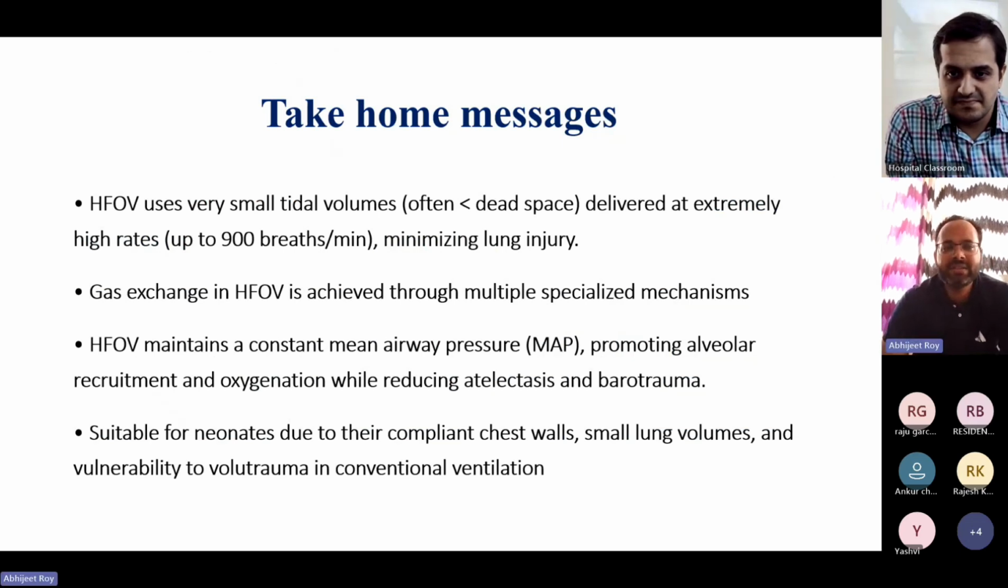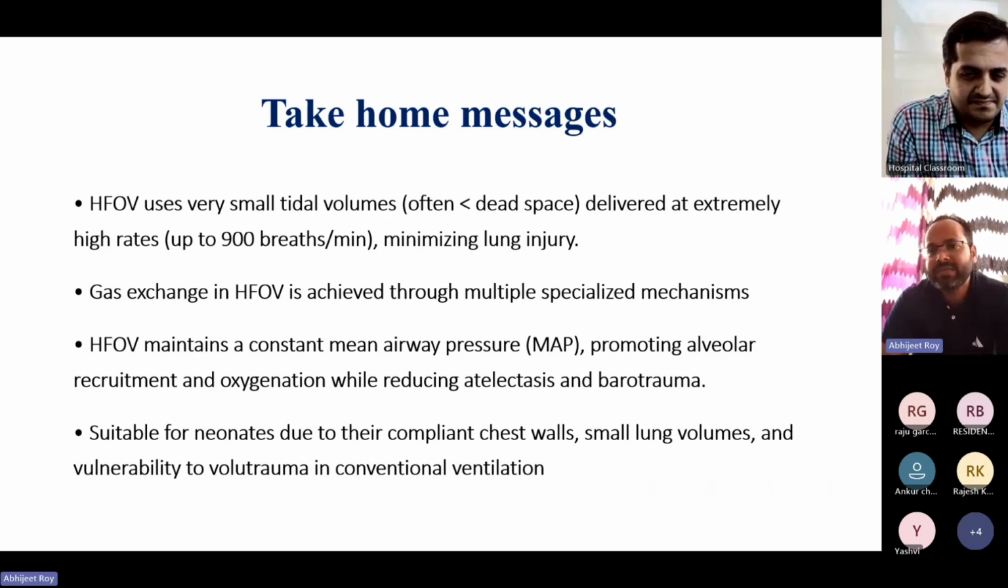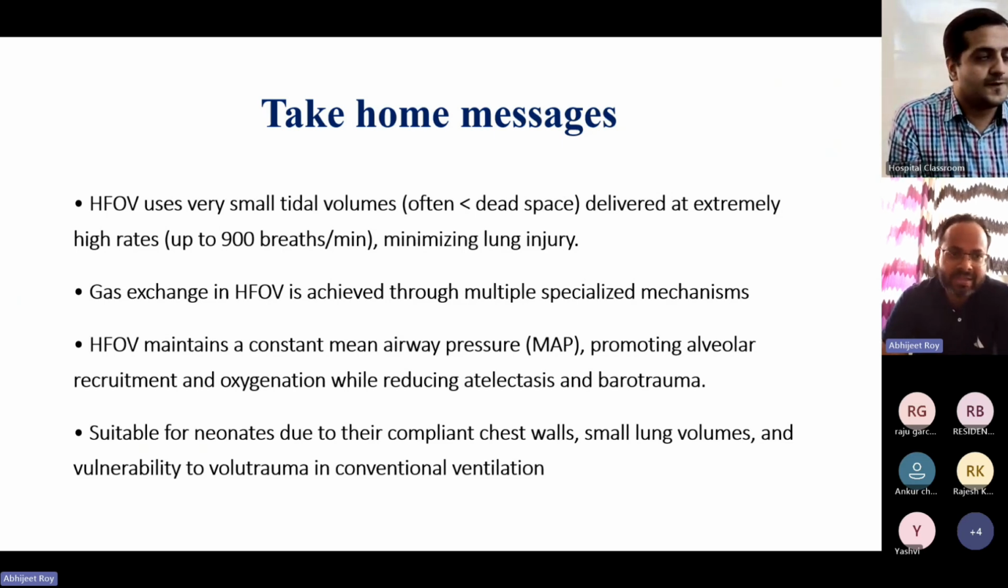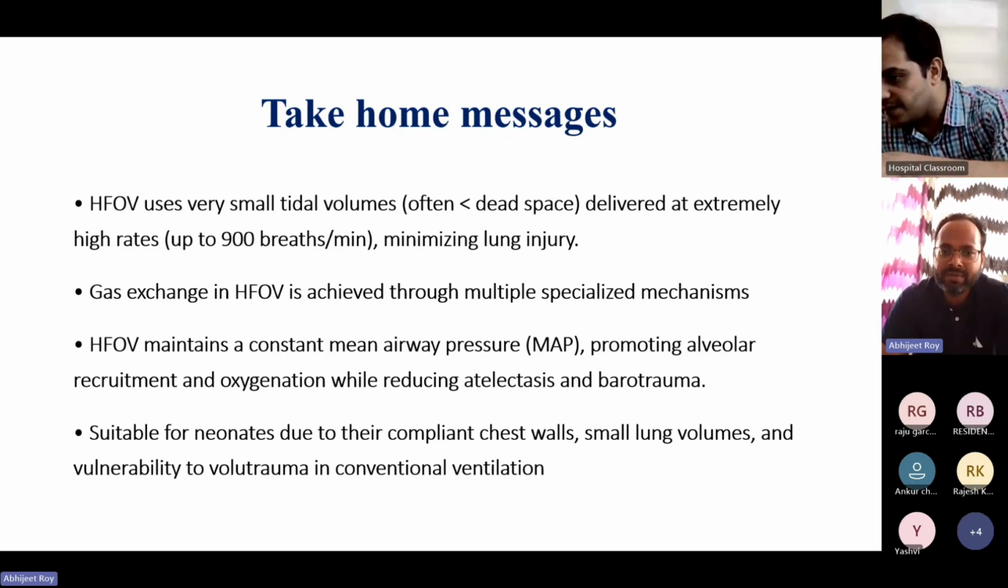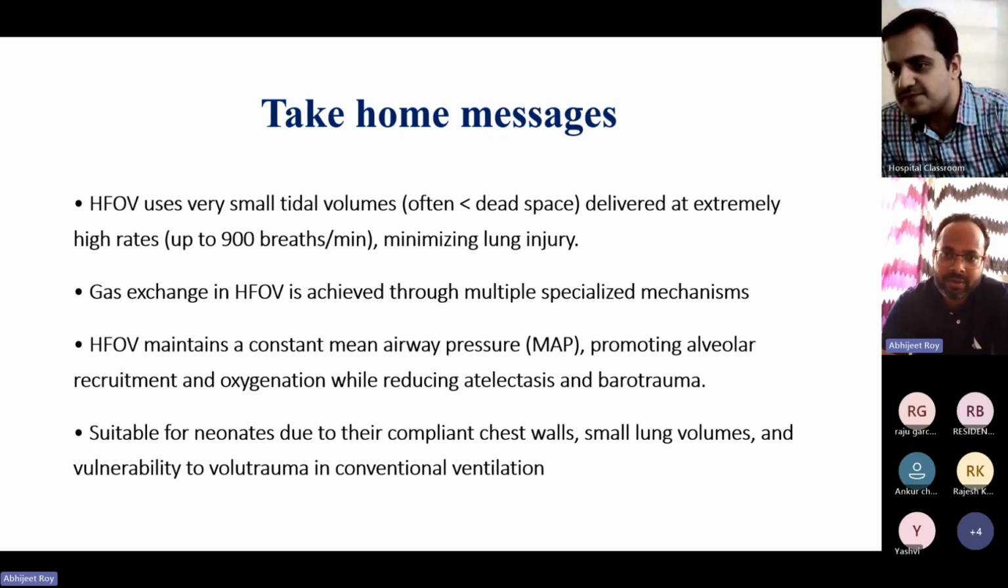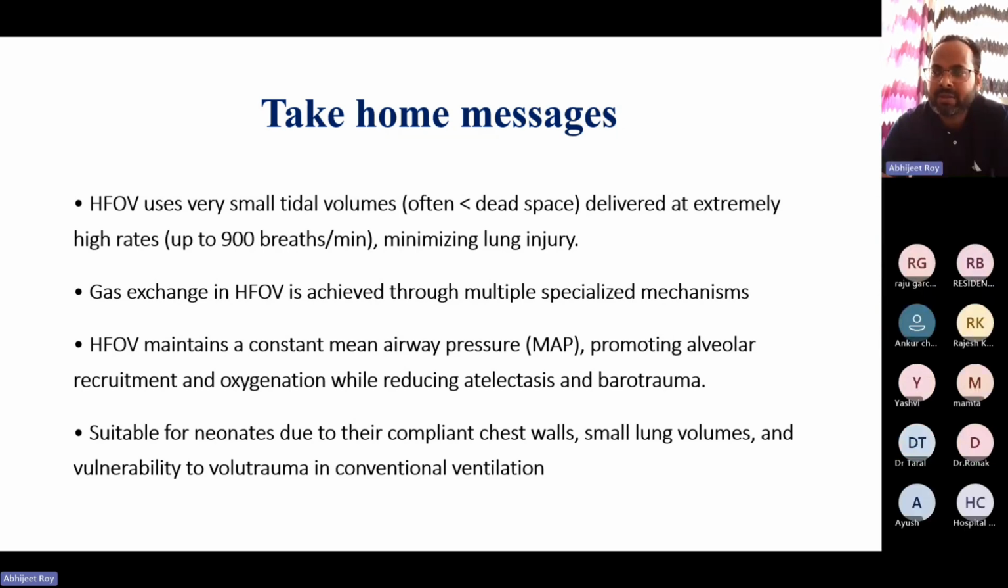So my take-home messages: high frequency oscillation ventilation uses very small tidal volumes, often less than the dead space, which are delivered at extremely high rates and therefore minimize lung injury. Gas exchange in HFOV is achieved through various specialized mechanisms such as Taylor dispersion, pendelluft, convection, pulse flow, and many other mechanisms like collateral ventilation, molecular diffusion, cardiogenic mixing and so on.